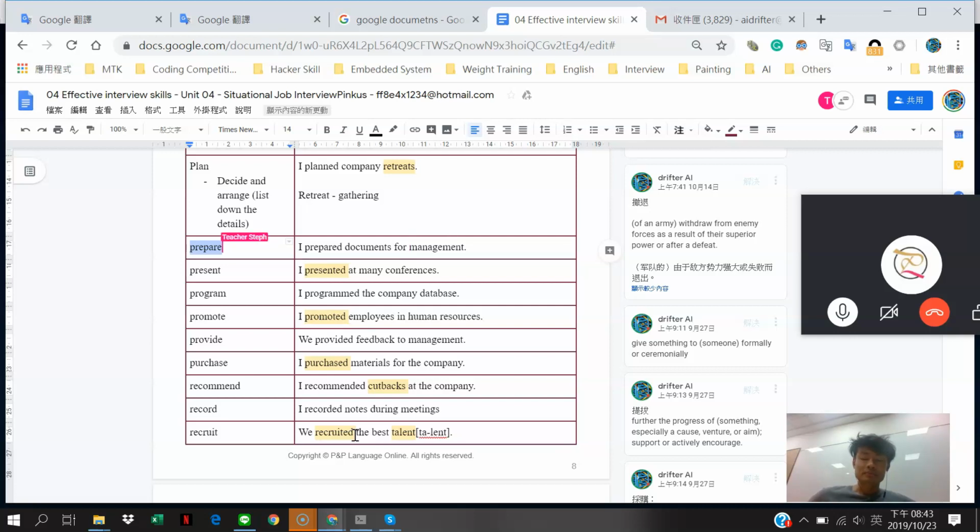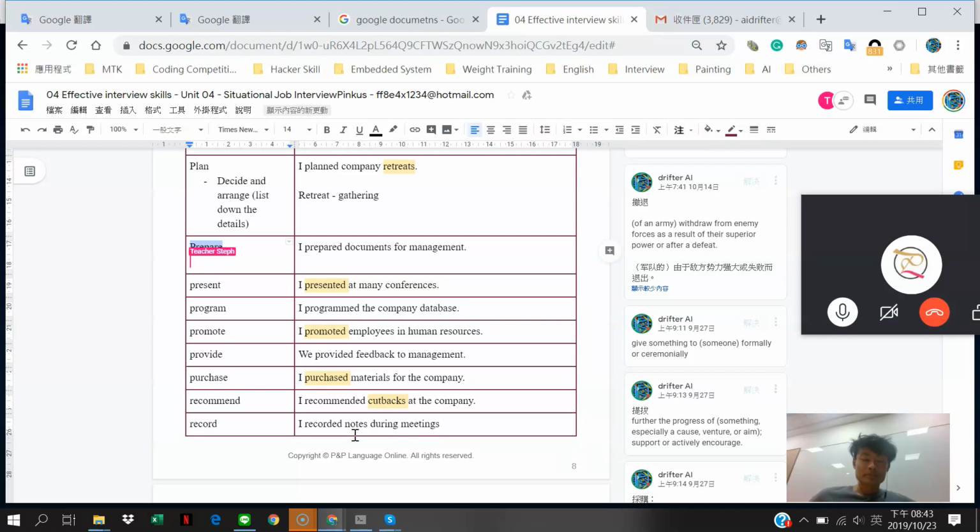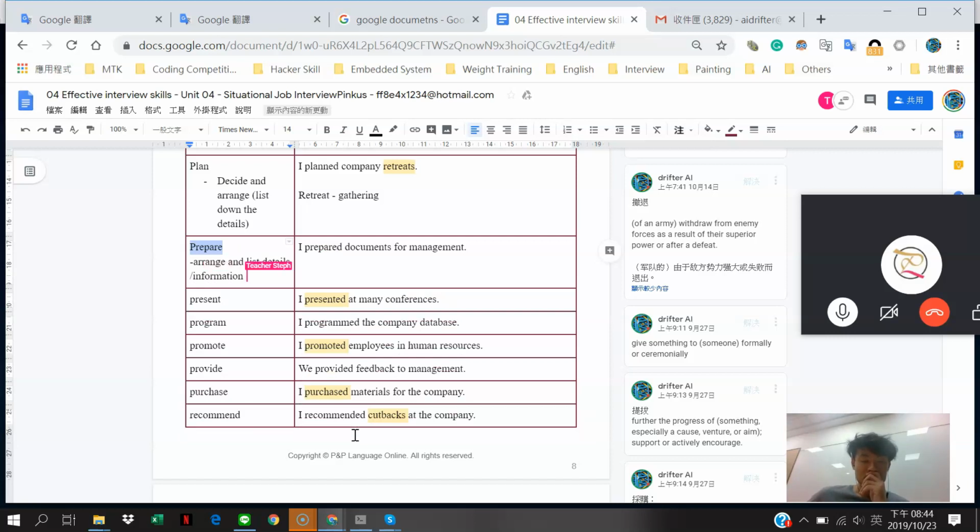So in some way they are still similar. It depends on how it's being used. Both of them we collect information and we arrange something, right? When we prepare we also arrange and list details or information. Okay. So is this word clear to you, Pinkis, or do you have any question? Yeah, it's clear for me.